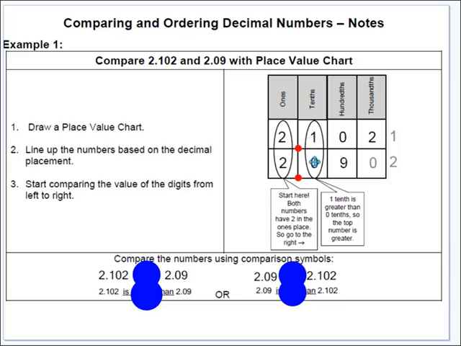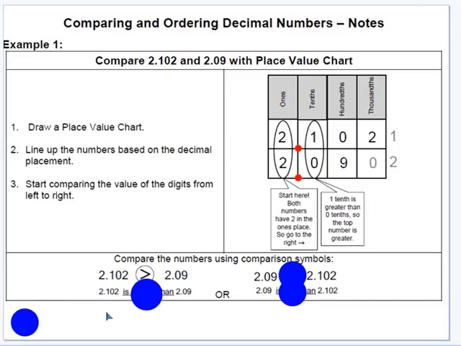1 tenth and 0 tenths, 1 tenth is bigger than no tenths. So this number is bigger, this number is smaller. You should have come up with an answer that says this. You can use your greater than sign.